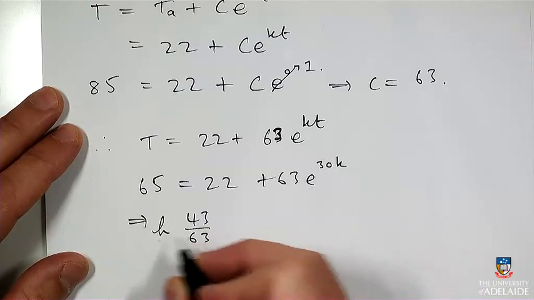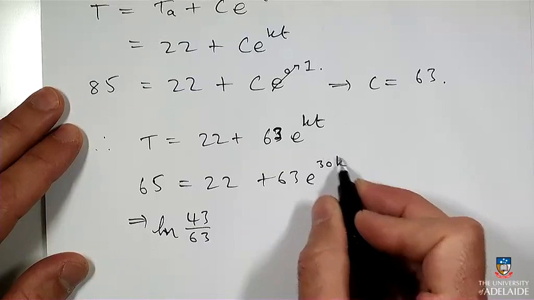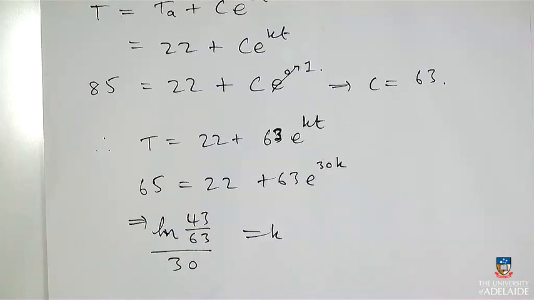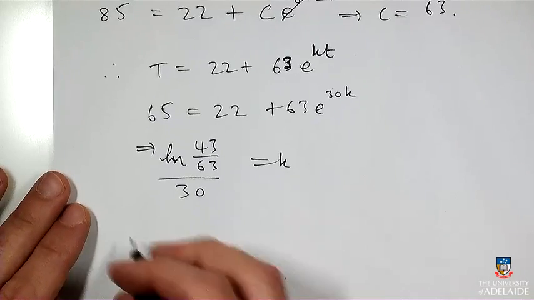Take a log to get the 30k, and then divide by 30. This should be k, whatever that number is. Sorry, I didn't write it down, I don't know what it is. You've got a calculator, you can work it out. It doesn't matter.